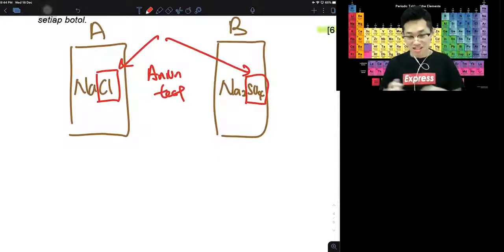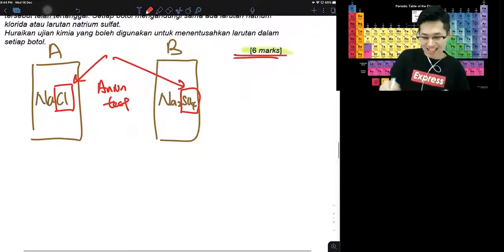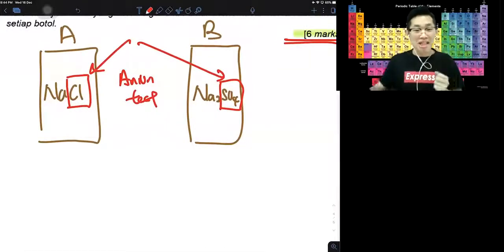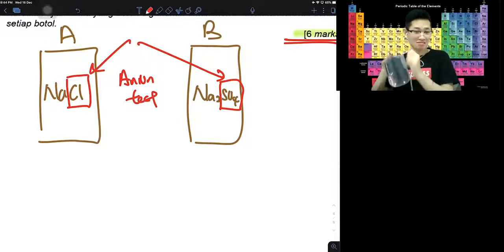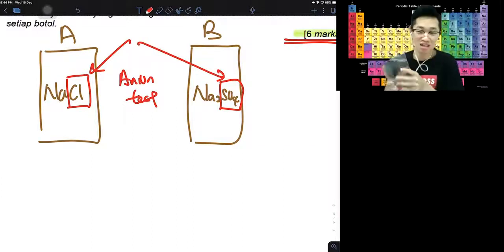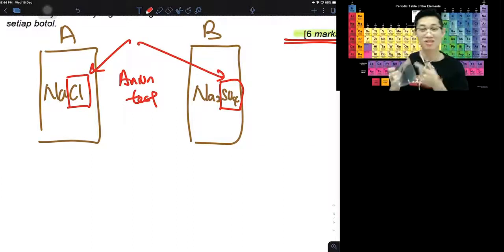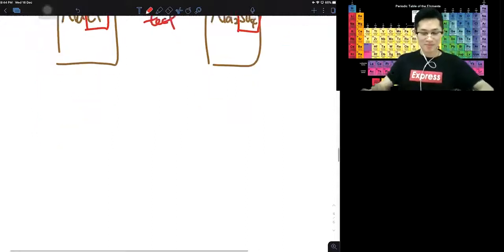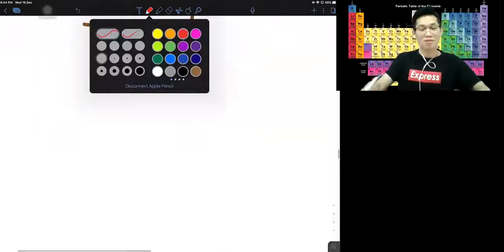Okay, can you all do this question? 6 marks. So now imagine uncle removed the label already. Now uncle is confused. Uncle, do you know this is sodium chloride or this is sodium sulfate? Hiya. So what should I do there? I have to do a test. So step one, okay, point one.